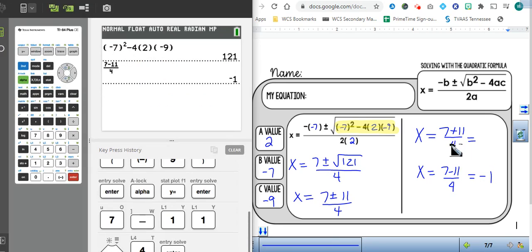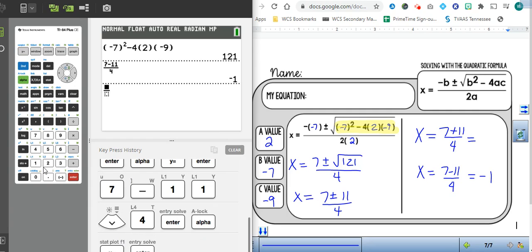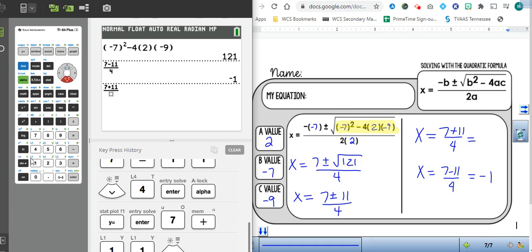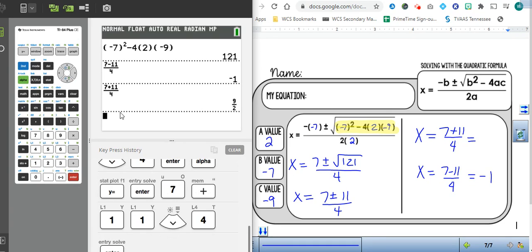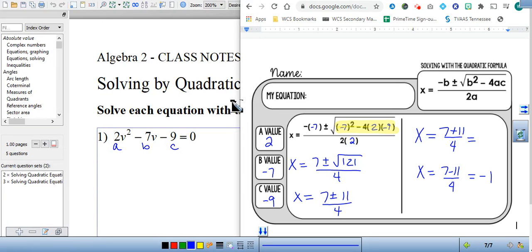So let's do the top one. Alpha y equals enter. 7 plus 11 divided by 4. Now, this is what I was talking about a minute ago. Here's the advantage. If you use the fraction in your calculator, it is going to give you your answer in fraction form. And I've told you before, we always want to keep our answers in fraction form, not decimals. So there's my 2 final answers.